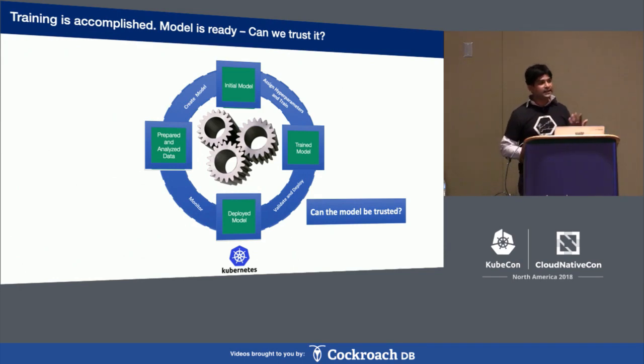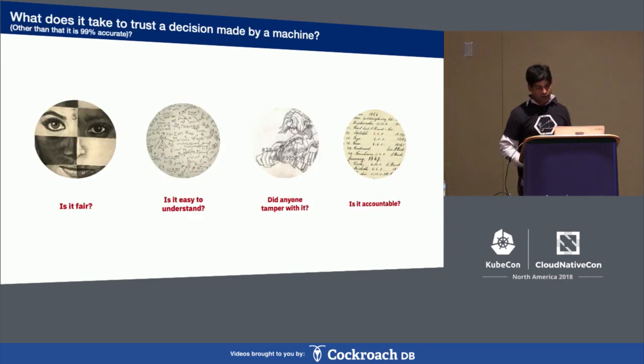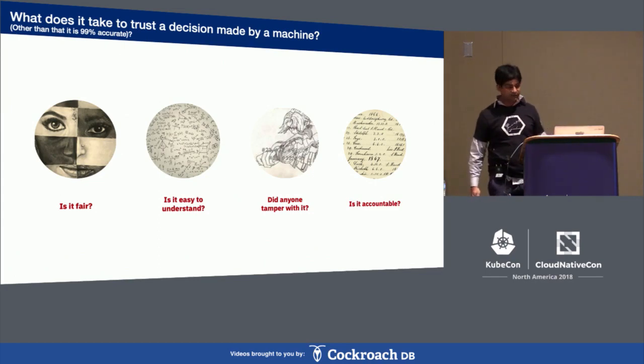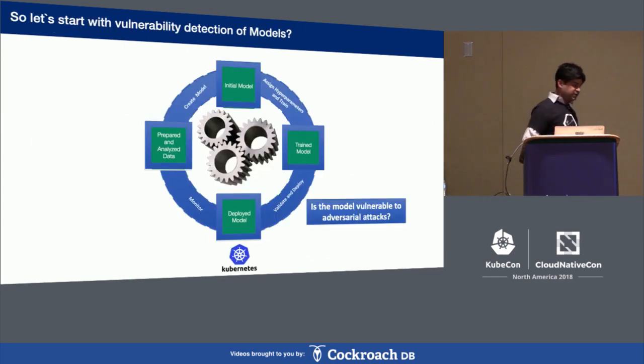Our model is ready. Can we trust it? How do we validate and trust our model? Now, what do we mean by trusting a model? Is it fair? Is it easy to understand? Can anybody tamper with it? So let's start with vulnerability detection of models. Is the model vulnerable to adversarial attacks? Can somebody contaminate the data set and have the model start giving vastly different predictions?